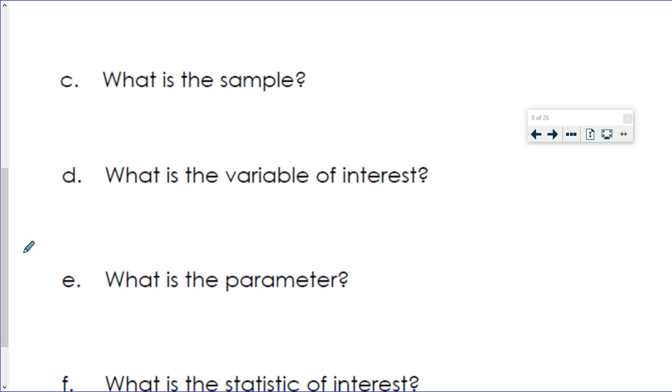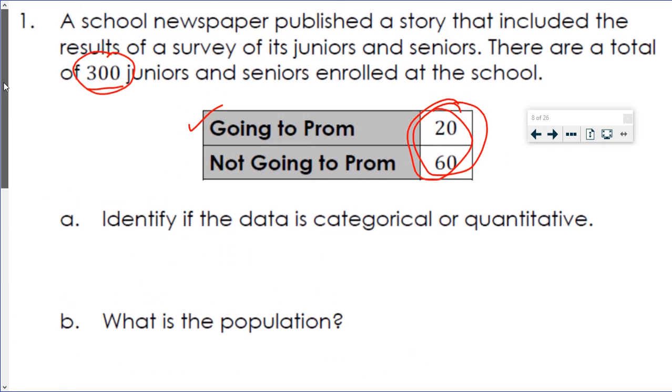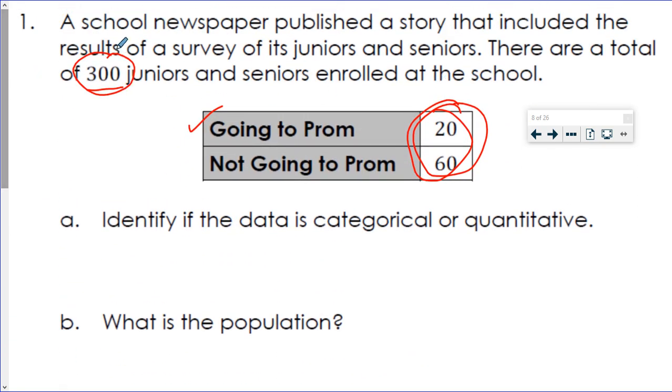What is the parameter? Well, parameters apply to populations. And again, this is the population. The parameter would be the number of students, juniors and seniors, that are going to the prom. This, again, is a number that we do not know. It is an unknown data value, just like most parameters always are.